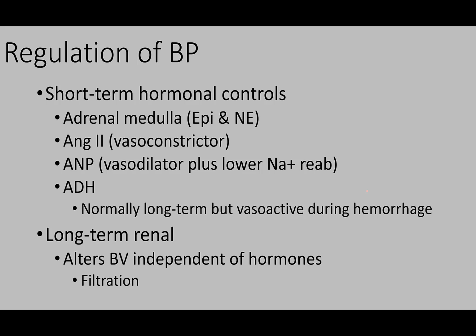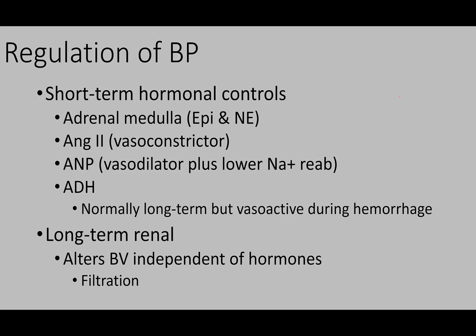Some other ways to regulate blood pressure. We have short-term hormonal controls. The adrenal medulla, which is where our sympathetic nervous system is housed primarily. So the adrenal gland, right in the middle of it, we talked about in Bio 137, this is where epinephrine and norepinephrine come from when our SNS is activated. This causes an increase in heart rate, an increase in contractility, causes vasoconstriction. So all of that happens very, very quickly, but it does not last an extremely long time.